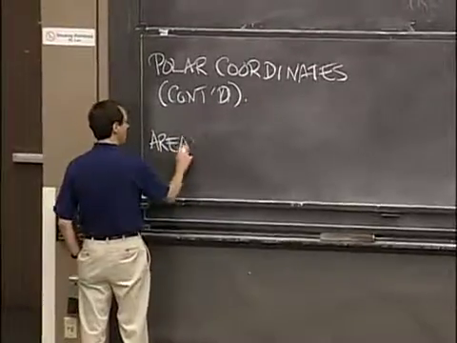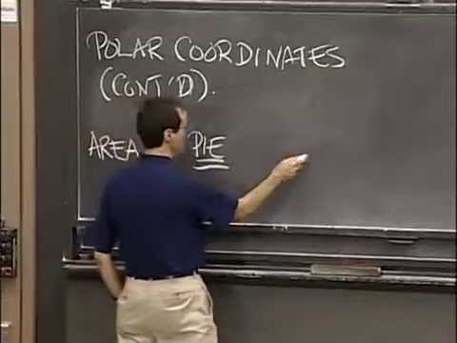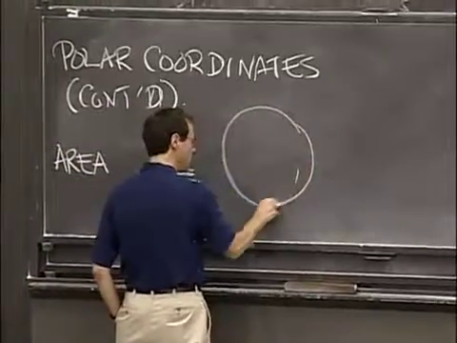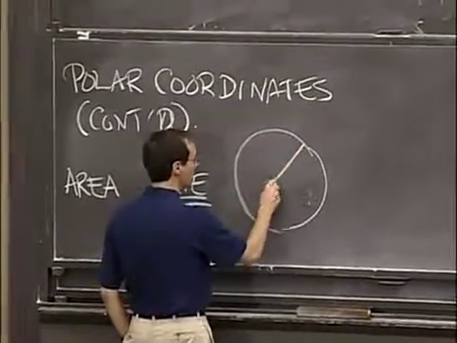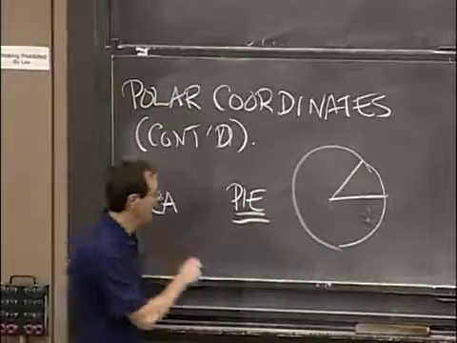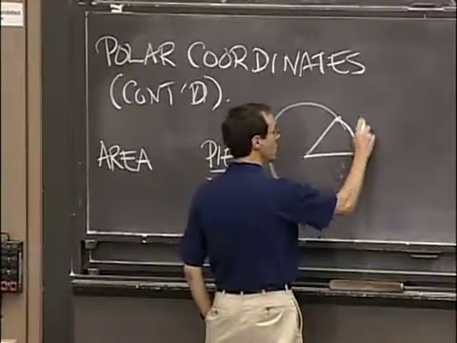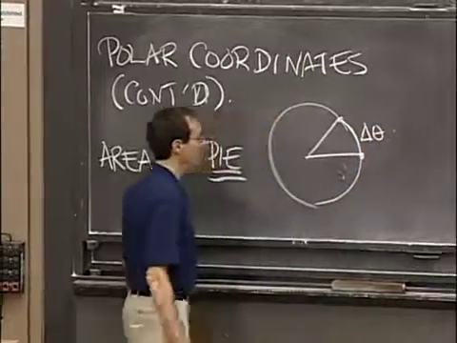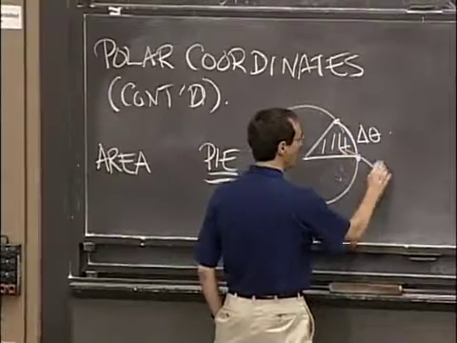We can certainly talk about it in terms of a pie, which is the basic idea for area in polar coordinates. Here's our pie, and here's a slice of the pie. The slice has a piece of arc length on it, which I'm going to call delta theta, and the area of that shaded slice I'm going to call delta A.